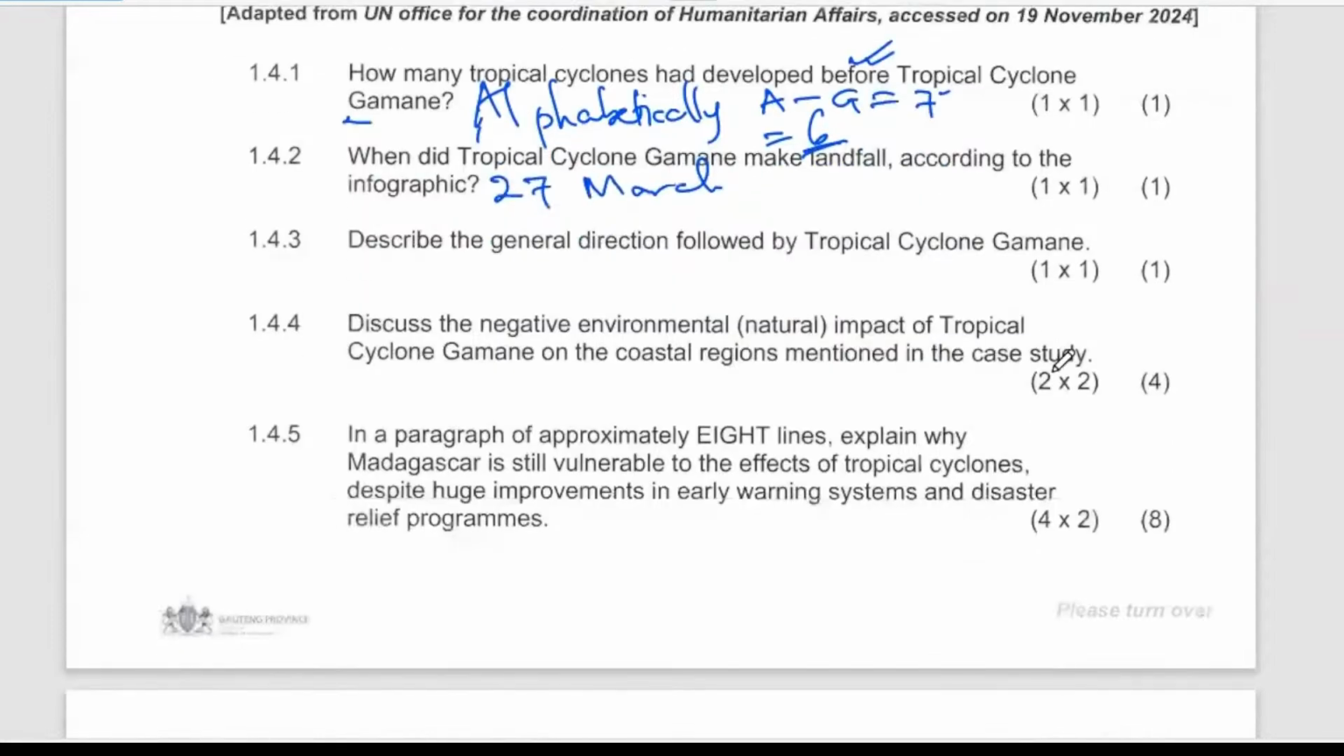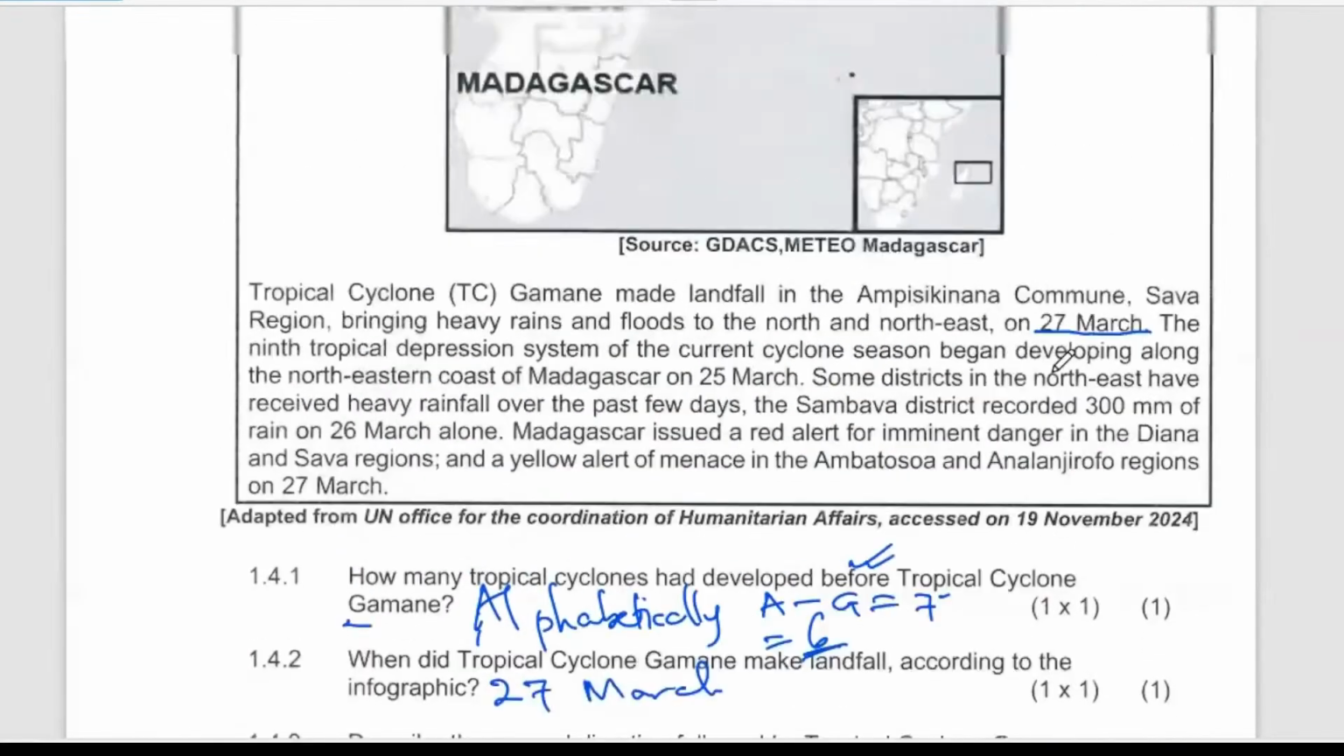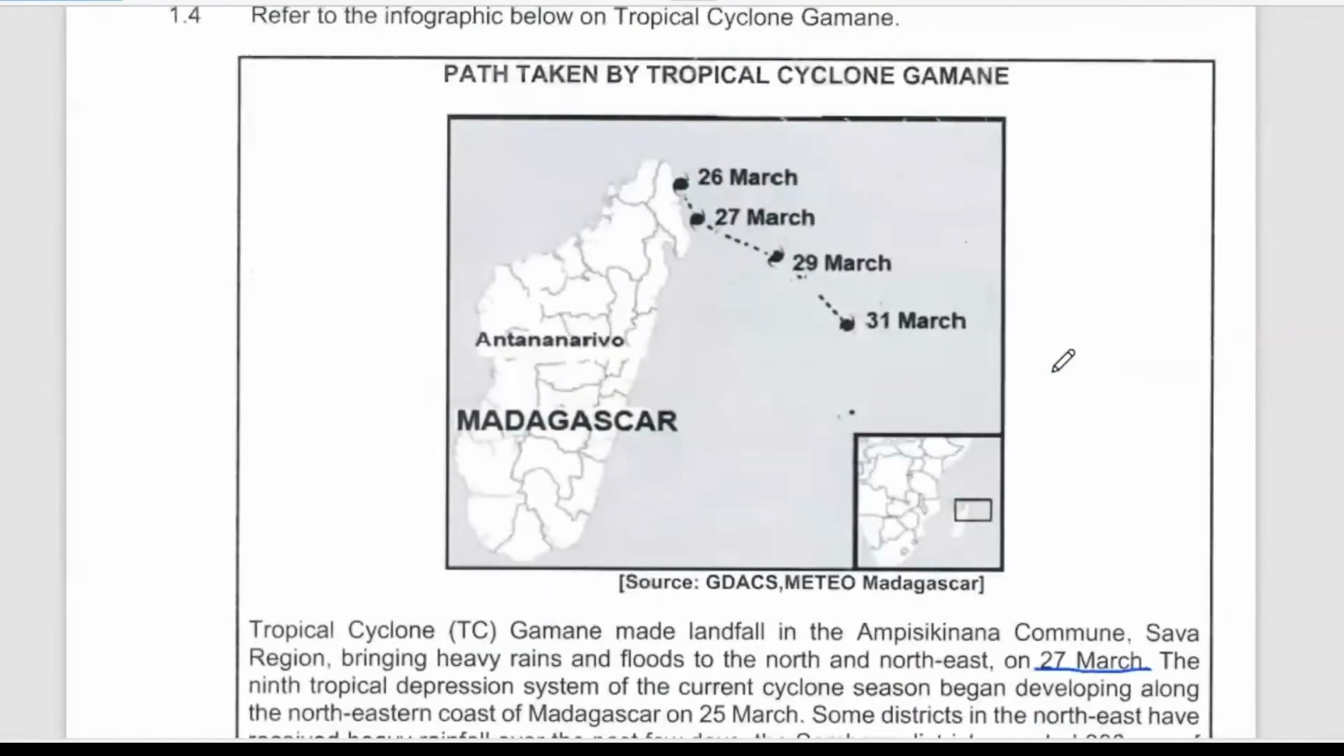Right. Describe the general direction followed by tropical cyclone Khamani. We want to go to the infographic and check on the general direction. We are seeing on 26 March, it was somewhere here. On the 27th, 29th, and on the 31st, it was going in that direction. So if we try to analyze that movement direction, how is it moving? We can justify that this is basically a north-westerly direction, and they were approaching, going towards the southeasterly direction.